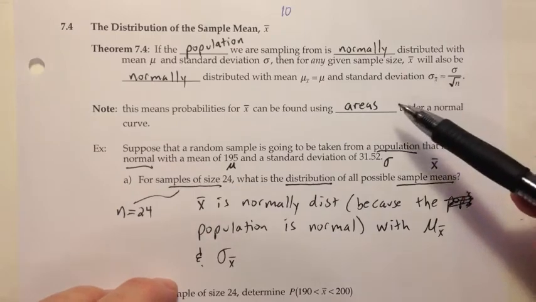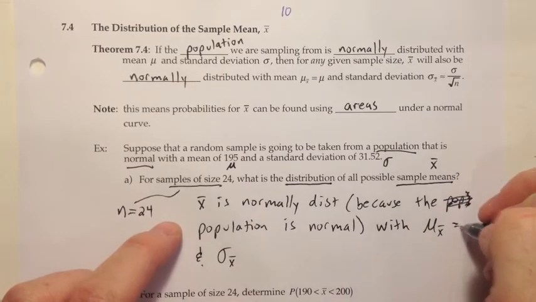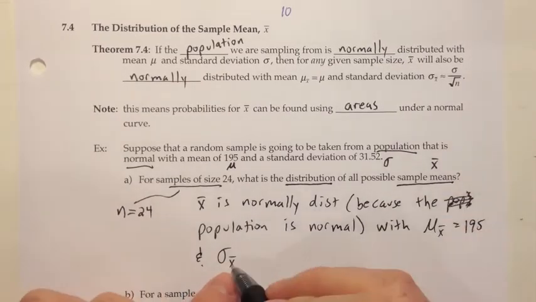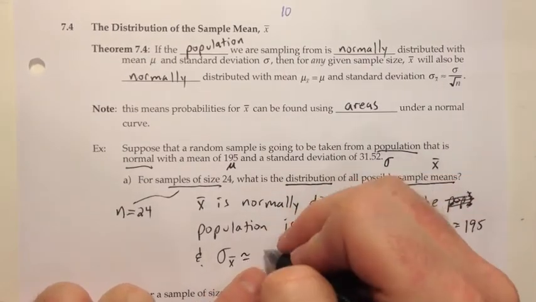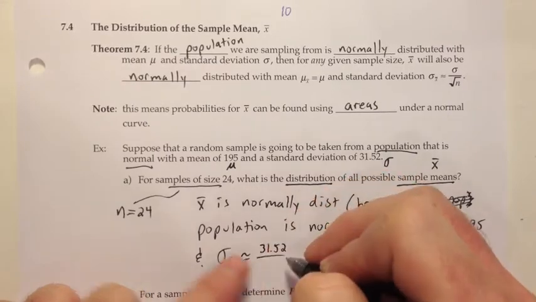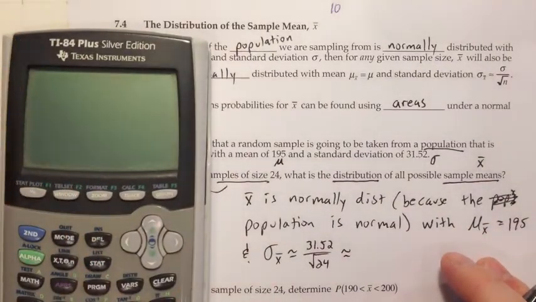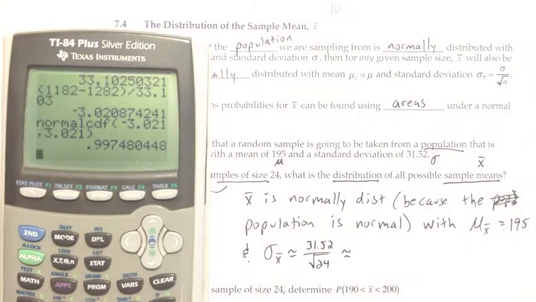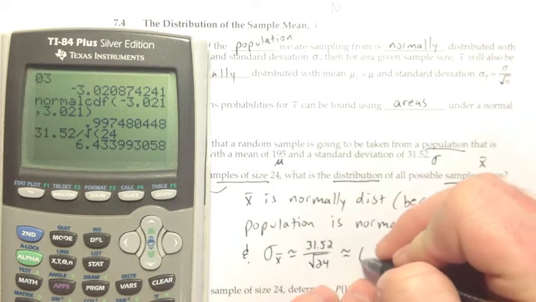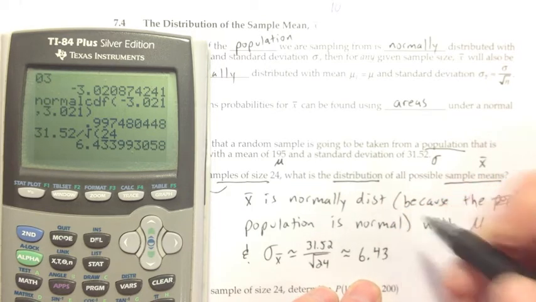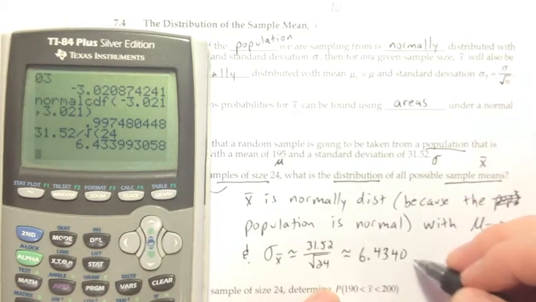So we know according to this theorem that the mean of the x bars will always be the same as mu, and mu was 195. So I can say the mean of the x bars is 195. And the standard deviation of the x bars would always be sigma over root n, and we know that sigma is 31.52, and we know that n is 24. And if we put that in the calculator, we can get an approximation for that standard deviation. So we have 31.52 divided by the square root of 24 is approximately 6.43.